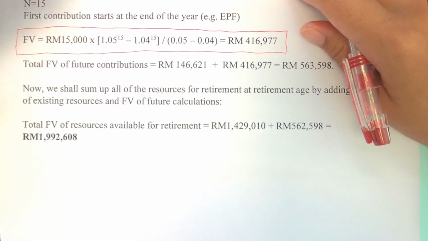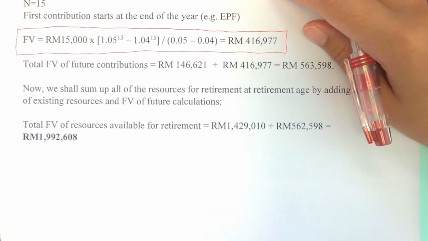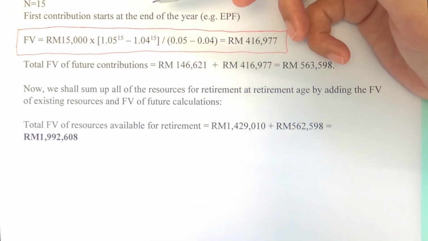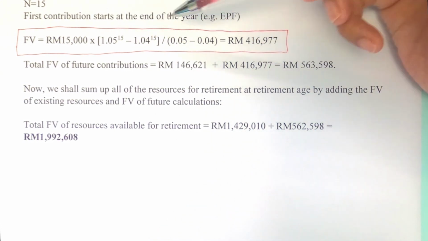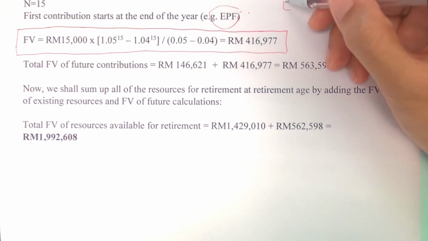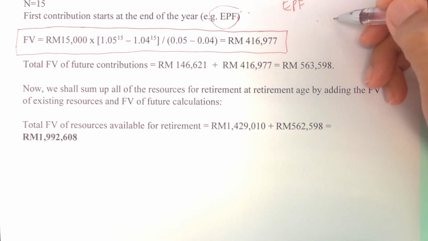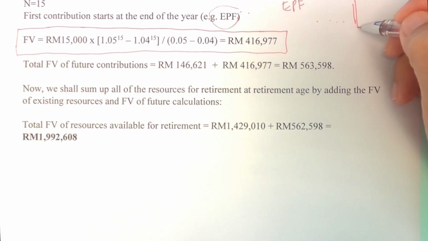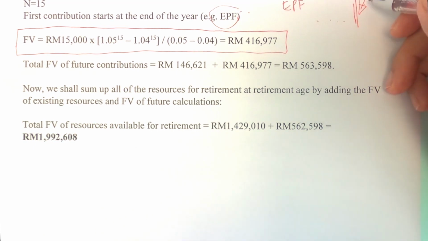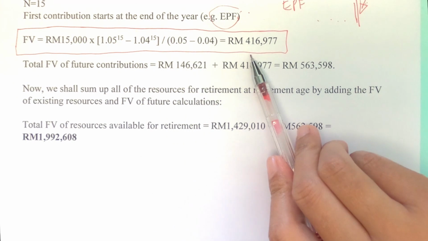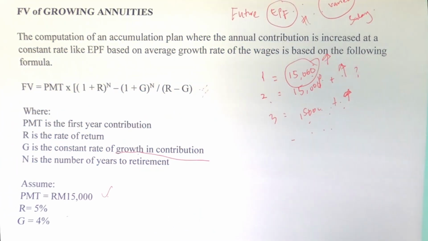Okay, therefore, let's say we make an assumption that the first contribution starts at the end of the year for EPF, because it is very logical. In regards to EPF, we have to work first, and after we earn the salary at the end of the term, only then we can have an EPF contribution. So use this formula that has been given to you before.